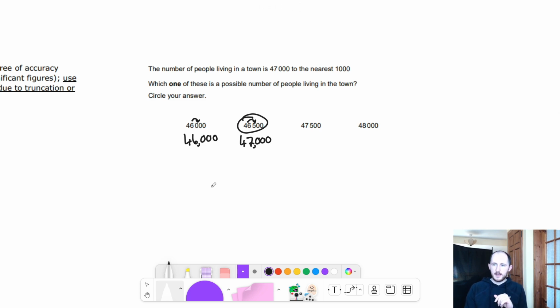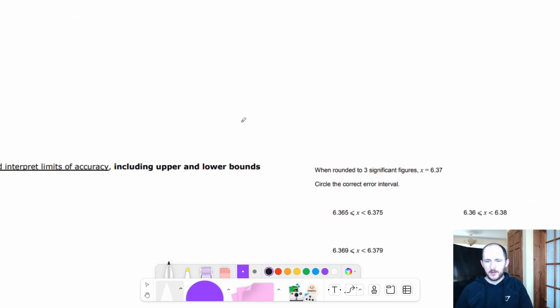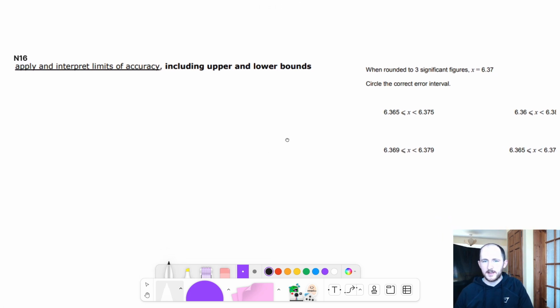But to keep going, again, thousands column, the one next to it is a 5 or above, so we round up. So that'd be 48,000. And again, this one would be 48,000. So yeah, the only answer would be the second one along. Okay. Moving swiftly on, we're almost at the end of the numbers section, so that's nice.